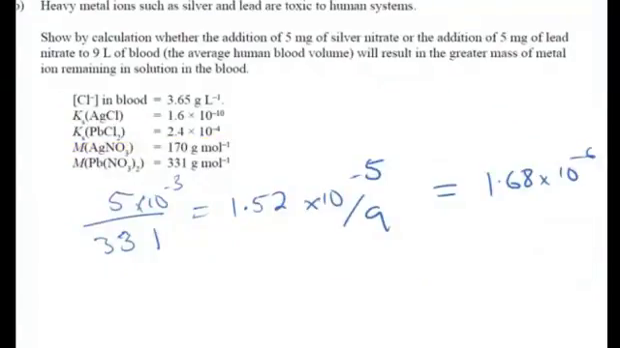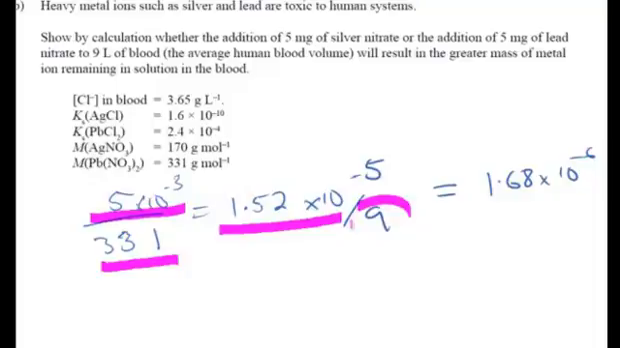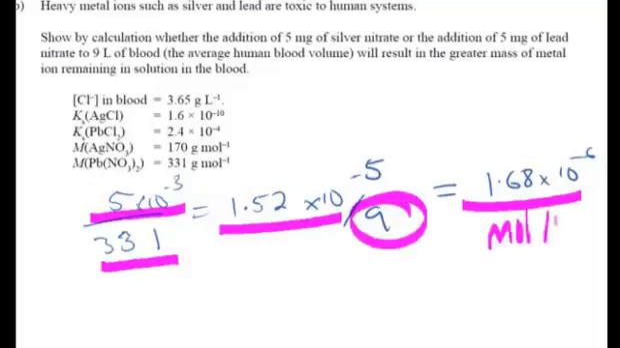So in the second one, which is for lead, we've still got 5 milligrams. We're dividing it by the molar mass of the lead nitrate. That gets this number of moles. We divide it by 9 litres, and we get 1.68 times 10 to the negative 6 moles per litre. Now we can use these to put into the actual calculation.